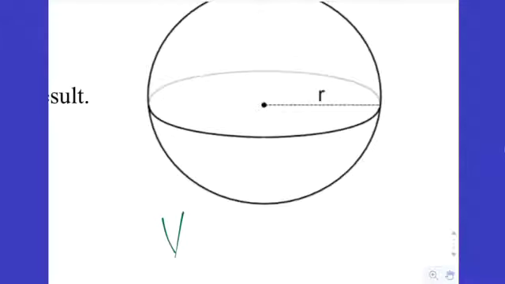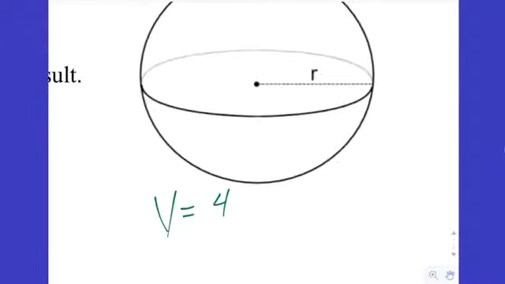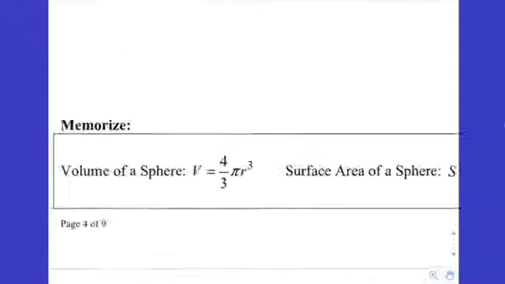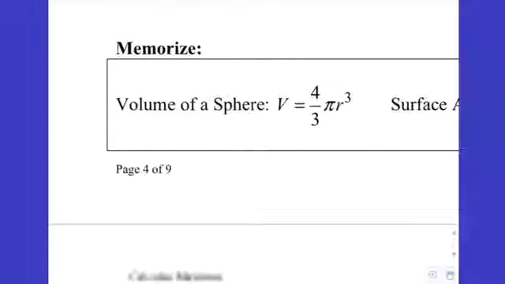We have a formula for the volume of a sphere that you need to memorize. Does anyone happen to know what it is off the top of your head? The volume of a sphere. 4/3 pi r cubed. Yeah, 4/3 pi r cubed. So memorize that if you don't have it already memorized. It'll show up quite a bit throughout the year. You can look down if you need it. There it is too.